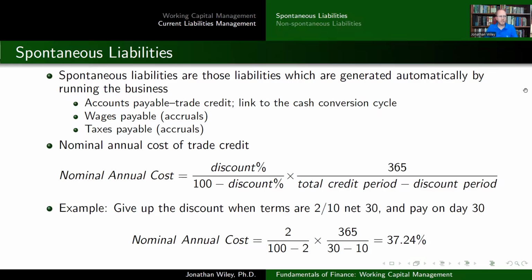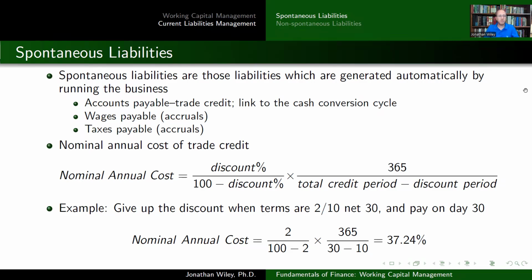All right, so in this video, I'm going to talk a little bit about some aspects of current liabilities management, specifically spontaneous liabilities. So let's talk about what spontaneous liabilities are. Spontaneous liabilities are those liabilities which are generated automatically by basically just running the business. And so let's think about some aspects of that.